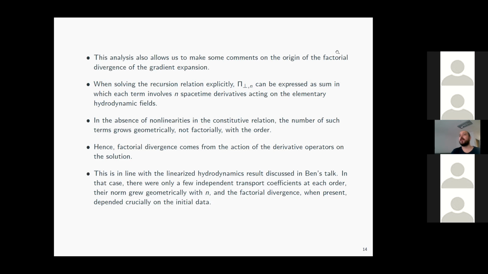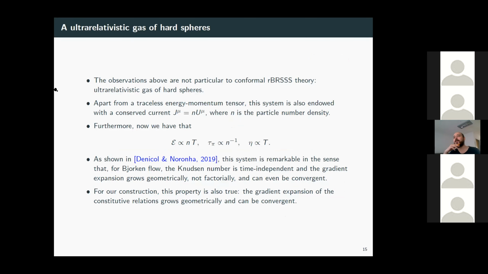Okay, no question, right. So now as promised in this morning's discussion, I'm going to talk about this Denny-Noronha model. I mentioned some highlights of this analysis this morning, but I'm just going to reiterate them here for those of you that were not present in the discussion session. The observation I just made is not particular to this conformal BRS3 theory. It also holds in this ultra-relativistic gas of hard spheres, which was studied in this paper by Gabriel Denny-Noronha and George Noronha in 2019.